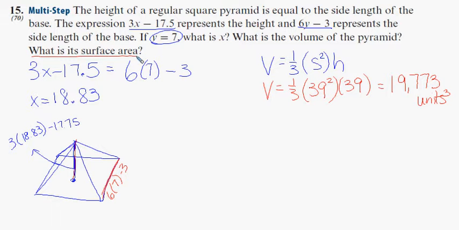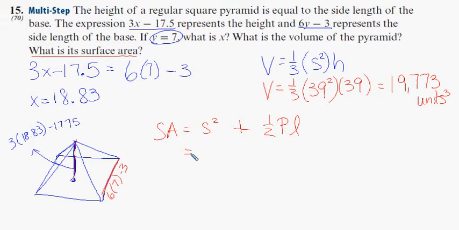Now we need to find surface area, okay? So remember, surface area is equal to the lateral surface area plus the base. So the lateral surface area formula is going to take a little more doing here. Well, the base is going to be just side squared, right? But the lateral surface area is, if you recall, 1/2 perimeter times the slant height.